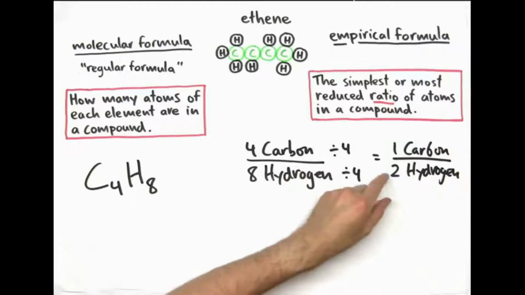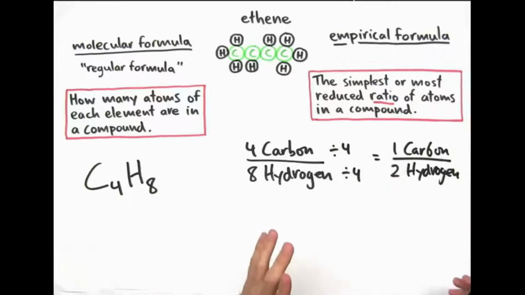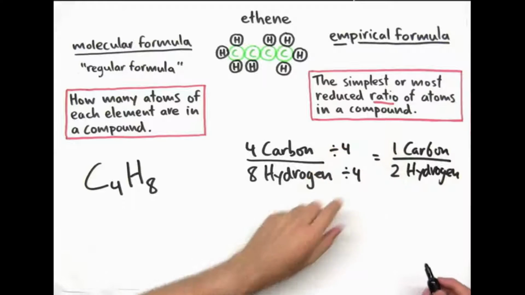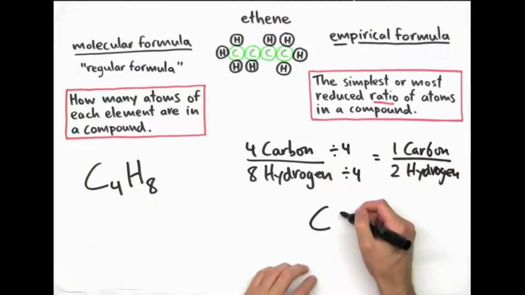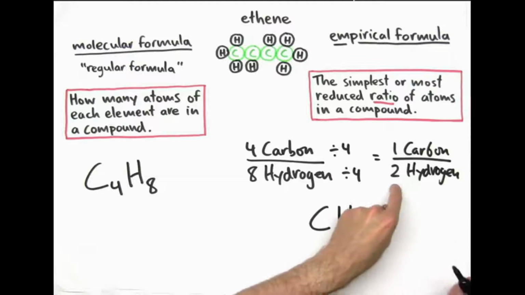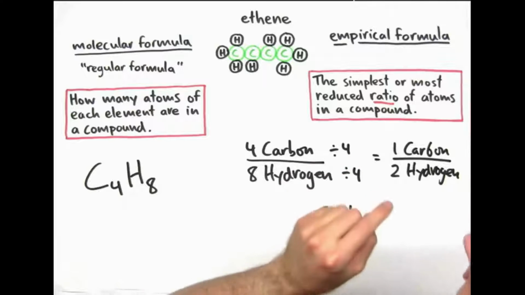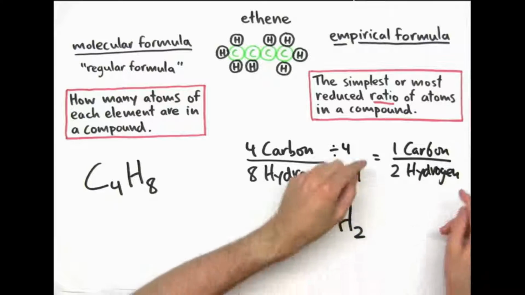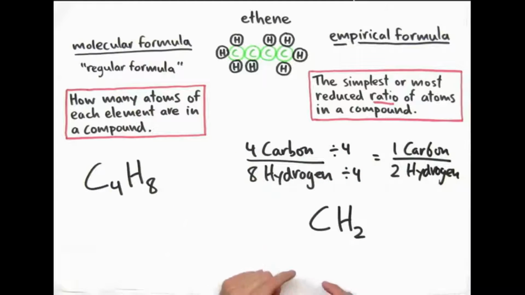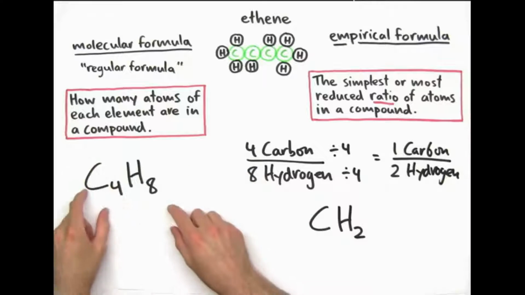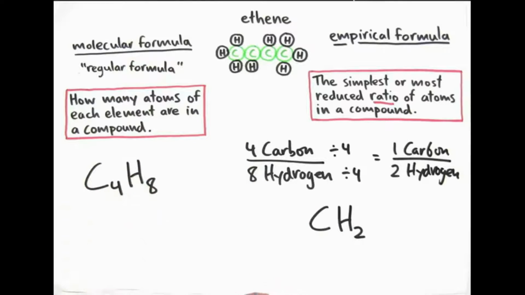Now, we write the empirical formula based on this simplified ratio. So it's going to have 1 carbon, C, we don't write anything after it because it's just 1, and then 2 hydrogens, H2. So CH2 is the empirical formula that represents the simplest or most reduced ratio of the atoms in the compound, whereas a molecular formula tells us how many atoms of each element are in the compound.